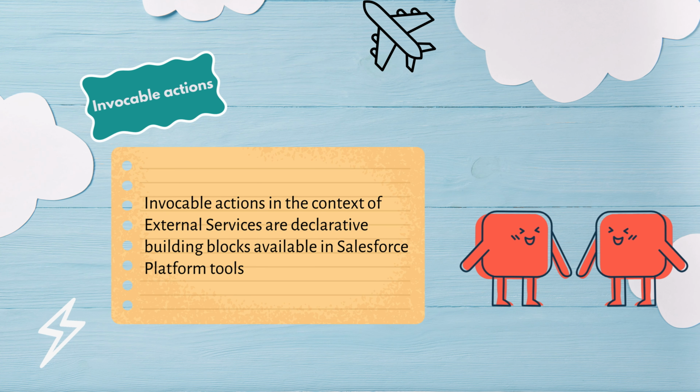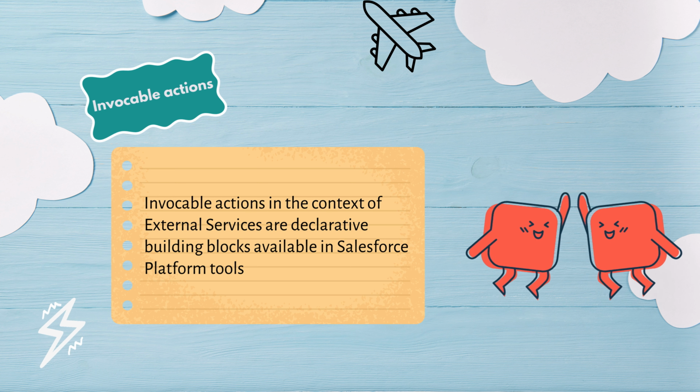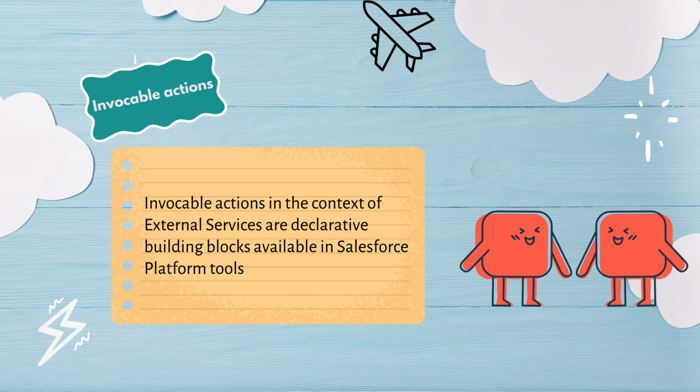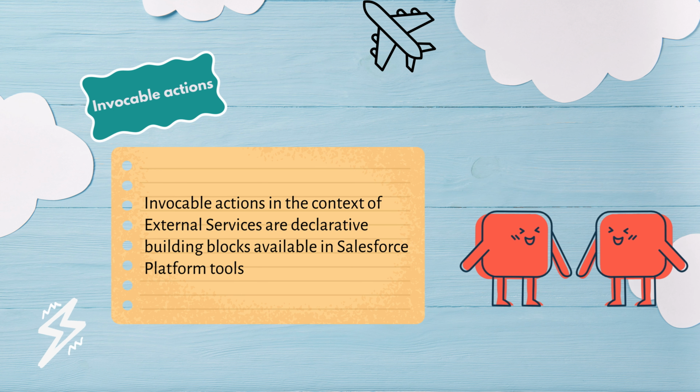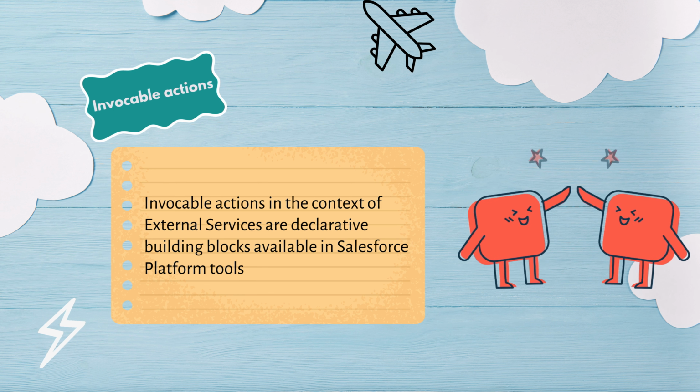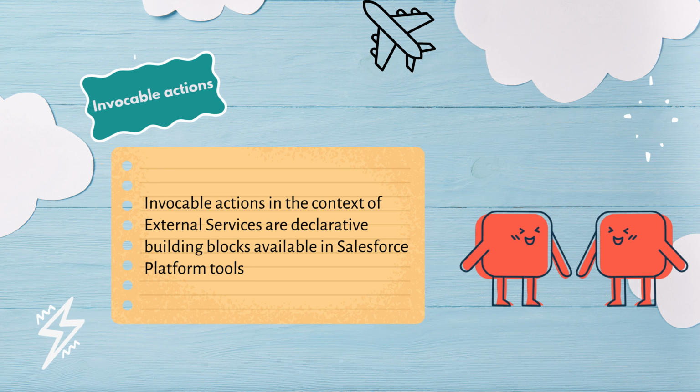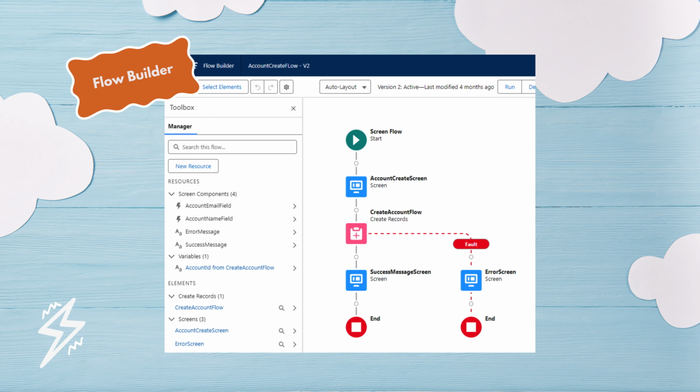Invocable actions in the context of external services are declarative building blocks available in Salesforce platform tools like Flow Builder or Einstein bots. Once registered with external services, you can access these invocable actions in tools like Flow Builder. Flow Builder is a point-and-click tool for building flows. A flow, part of Salesforce Flow, collects data and performs actions in your Salesforce org or an external system.